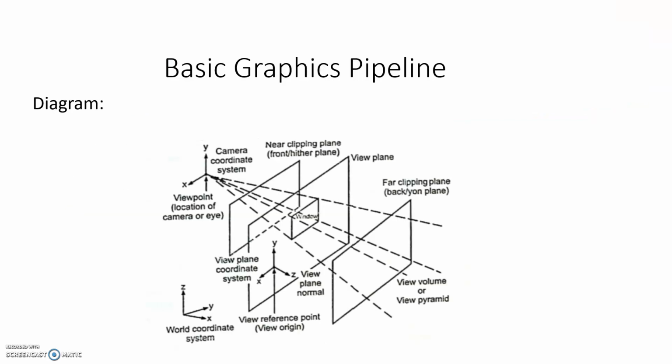Then let's start with the basic graphics pipeline. In computer graphics, the graphics pipeline refers to a series of interconnected stages through which data and commands related to a scene go during the rendering process. It takes us from the mathematical description of an object to its representation on the device.